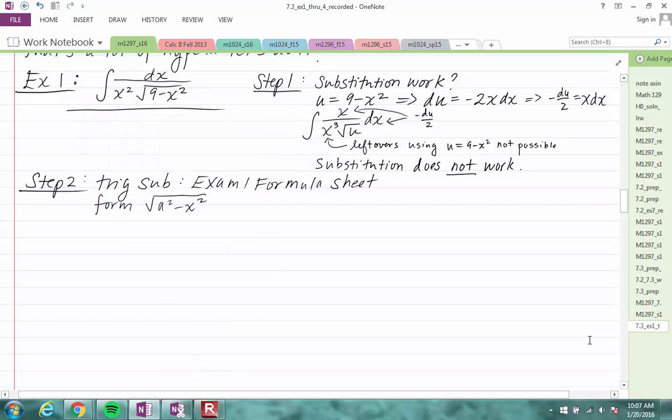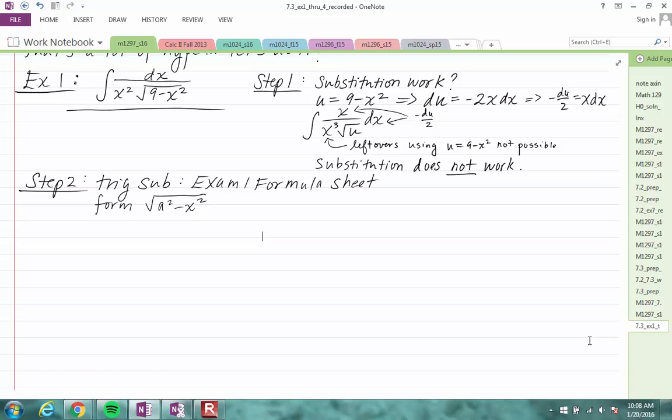Example 1 in 7.3 is the integral of 1 over x squared times the root of the quantity 9 minus x squared. Alright, so that's kind of a not pleasant looking integral here at first. Notice there's no trig functions in here, but trig substitution is a possibility because, if you look again at the formula sheet, the square root of 9 minus x squared is of the form square root of a squared minus x squared. So, that's something that could apply here.